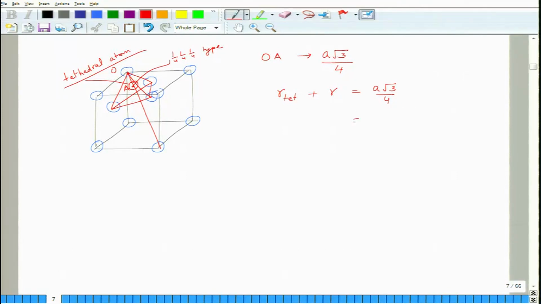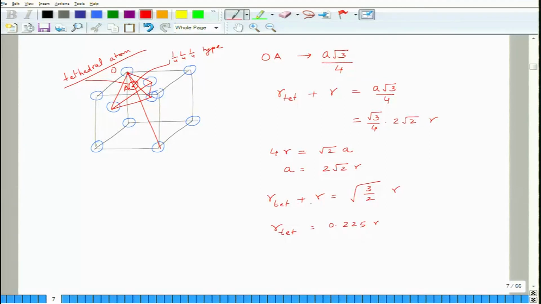And what is A in terms of R? In case of FCC we know that 4R is equal to root 2 A. So A is equal to 2 root 2 R. So R tet plus R is equal to root 3 by 4. Sorry, why am I doing it again? So I just substitute A in this equation as 2 root 2 R, okay. So this will be R tet.